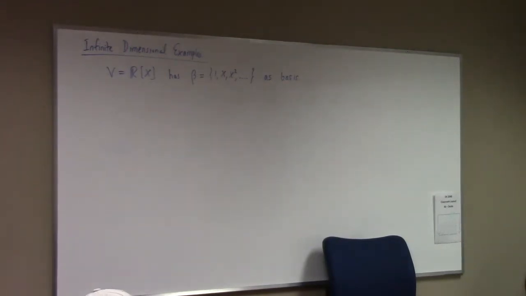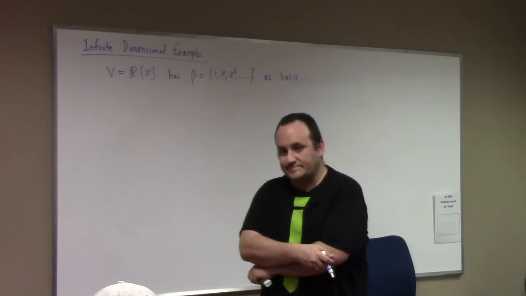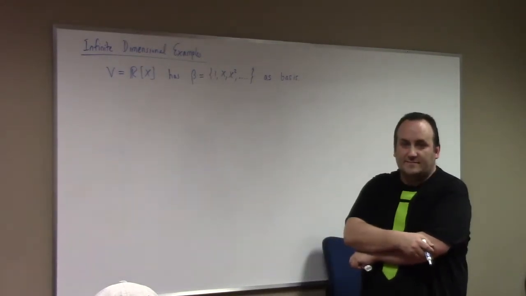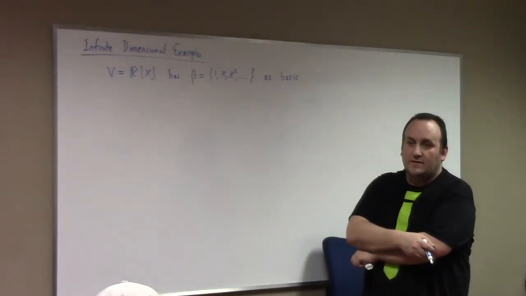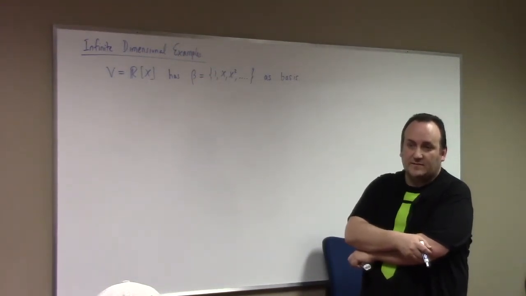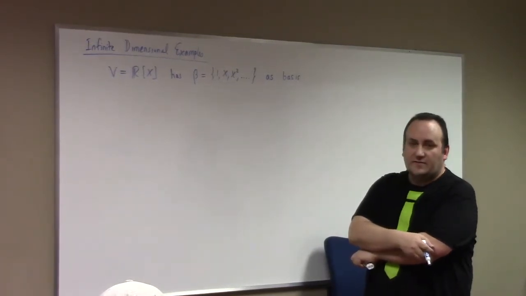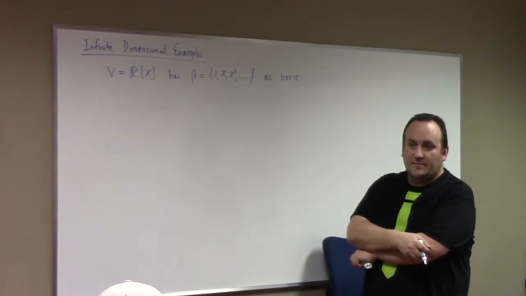And how many vectors are in there, in this beta? Is it finite? Certainly not. So polynomials give us a nice example of an infinite dimensional vector space. And its dimension is the cardinality of the natural numbers. It's countably infinite.